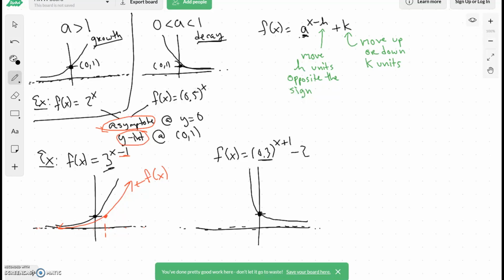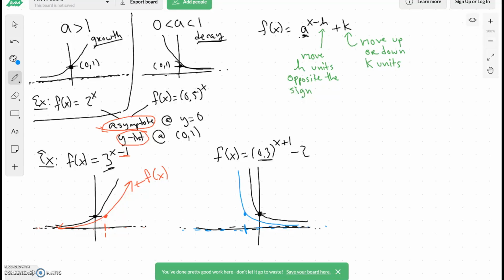Plus 1, okay, so what does this plus 1 mean? I'm going to move it the opposite sign, right? So I'm going to move it 1 unit to the left. Now my graph, when I move it 1 unit to the left, looks like this. And my asymptote, when I move 1 unit to the left, well, it doesn't really do anything, right? So it's still there.